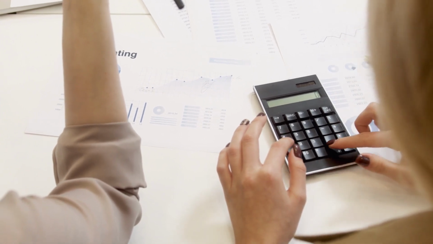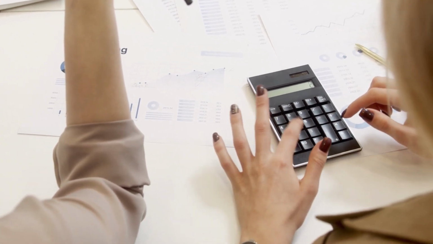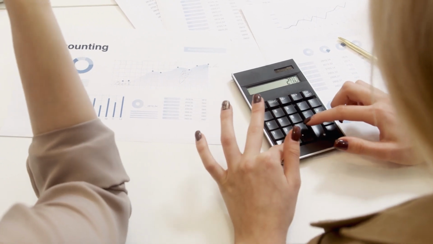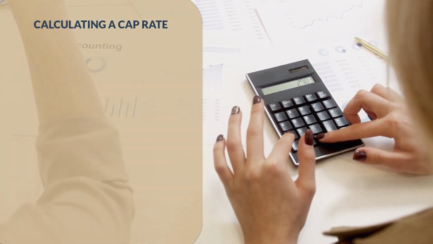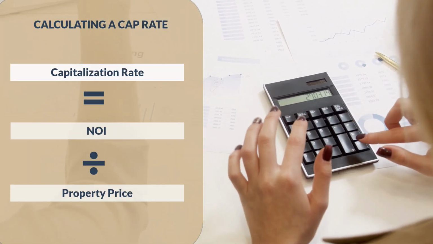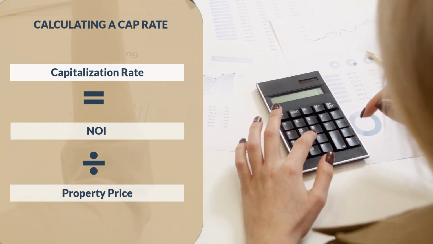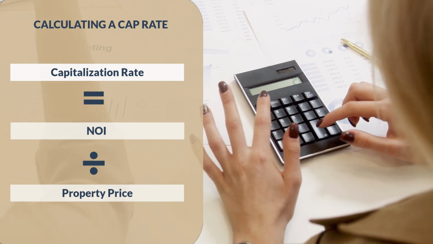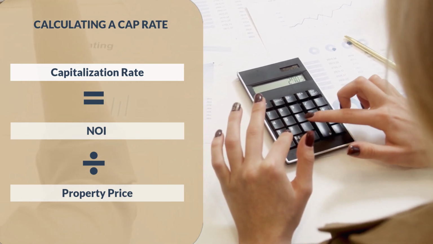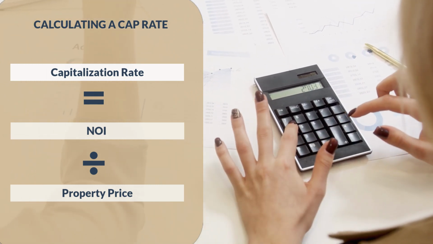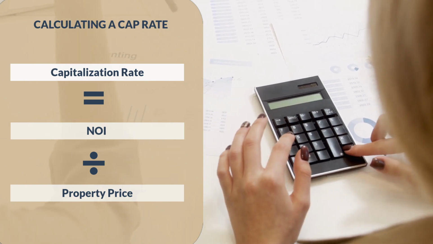A cap rate is used in commercial real estate to indicate the expected rate of return generated on an investment property. It is calculated by dividing net operating income, or income after operating expenses, by the property price. The result is expressed as a percentage. It is used to estimate the investor's potential return on their investment property.